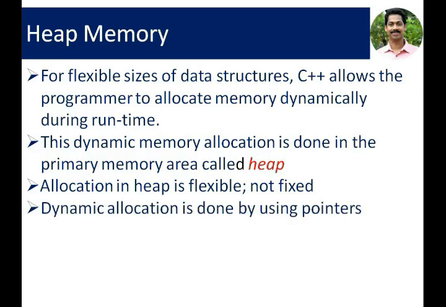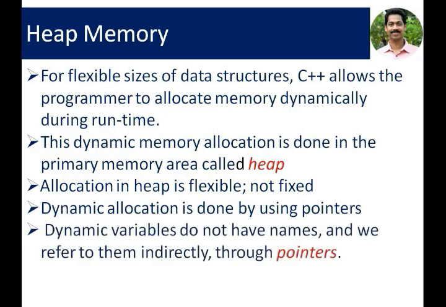Dynamic allocation is done by using pointer variables. So pointers are used to do dynamic memory allocation. A pointer variable holds the address of a memory location. The exact allocation is done in the heap memory, its starting address is returned and that address is stored in a pointer variable, and by using that pointer variable we can dynamically allocate memory and access memory, everything we can do by using pointers.